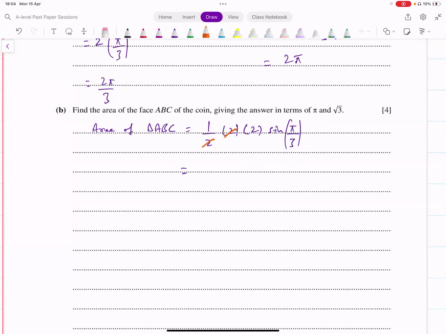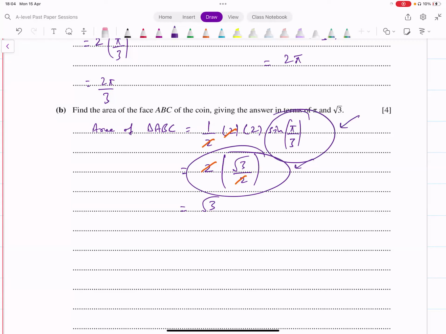In this case, 2 and 2 get cancelled. We have 2 outside. What's the value of sine pi over 3? That's under root 3 over 2. But you can do this on your calculator. And now you can do the cancellation again. 2 and 2 get cancelled. And the result turns out to be under root 3. That's the area of the triangle ABC. Okay, so you should show this step. In some marking schemes, they have this requirement that you need to write down this value separately first of all before you write down your final answer. So that's important.